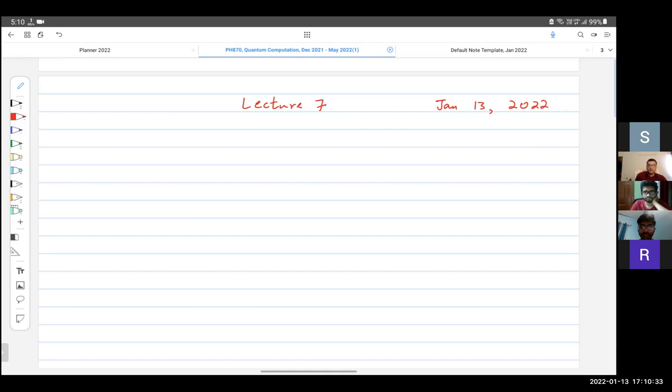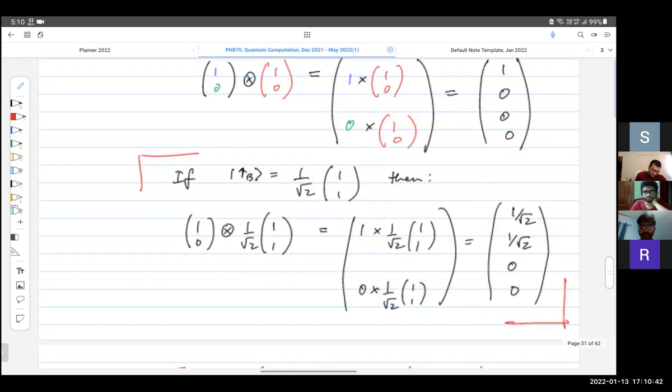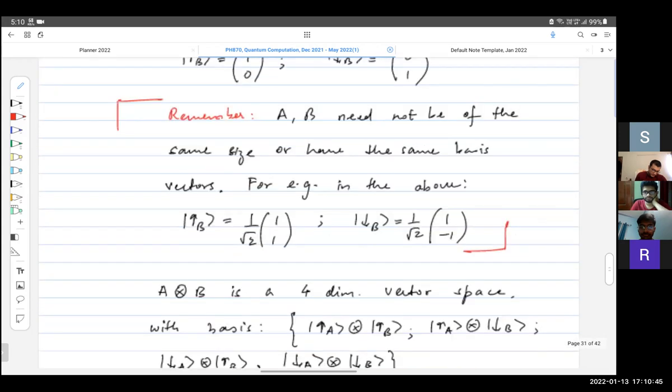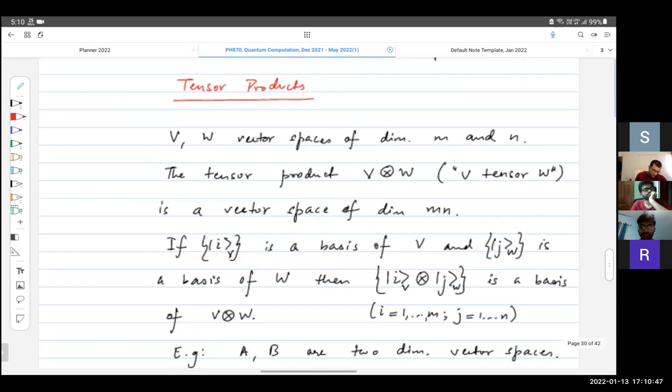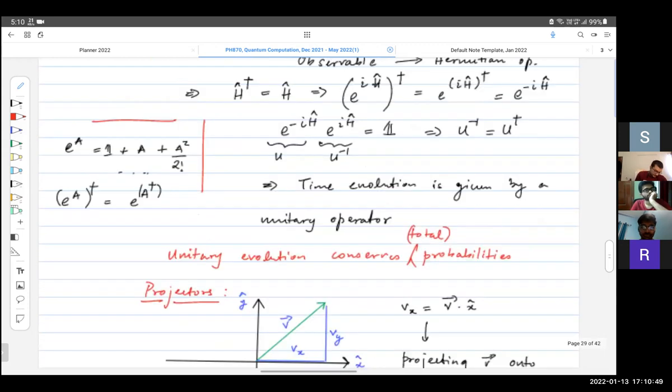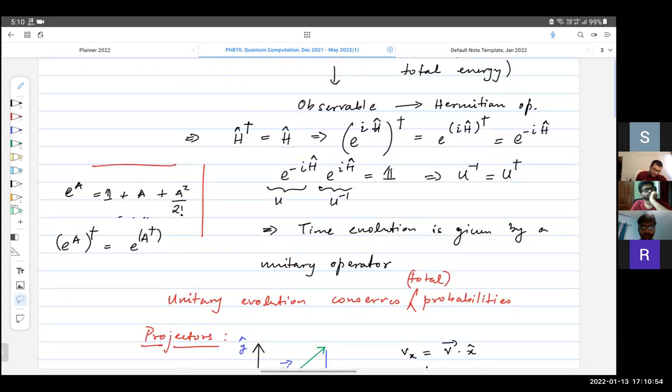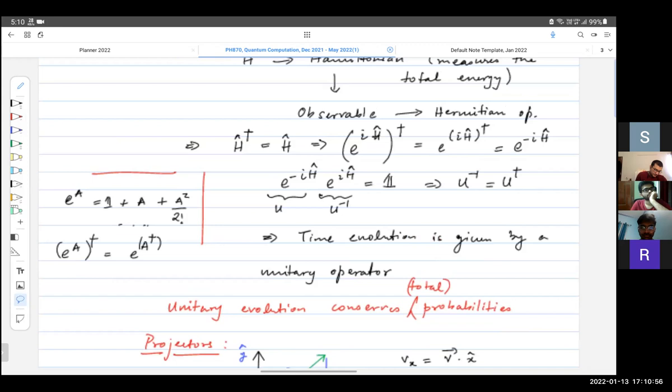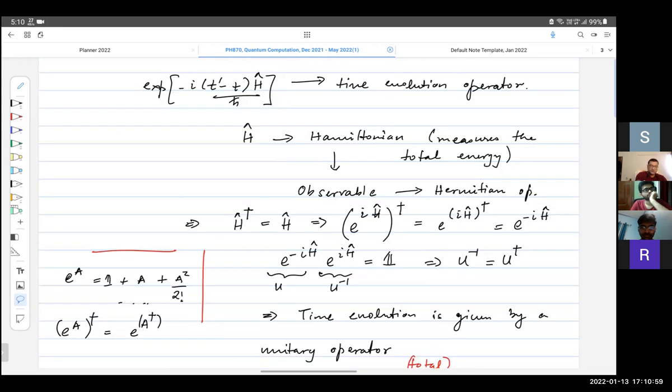Okay. So in yesterday's lecture, when I was talking about time evolution, I had introduced this operator, which is the time evolution operator. And so what you see is an exponential of a matrix.